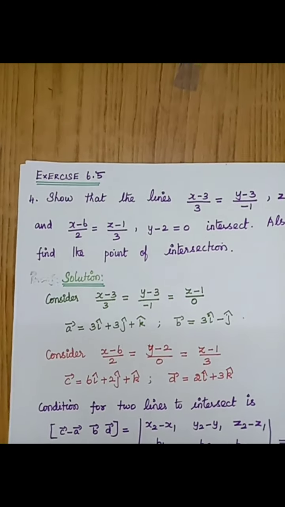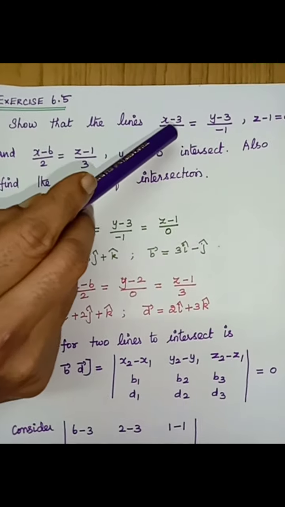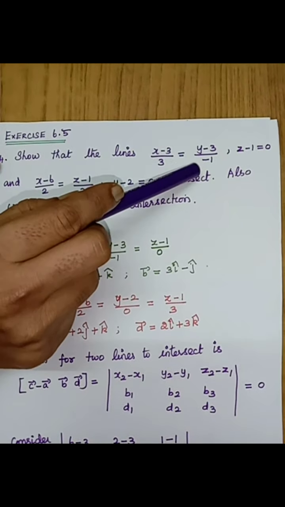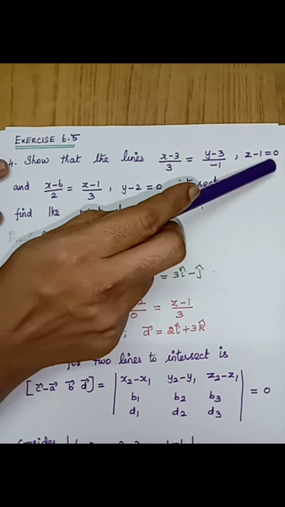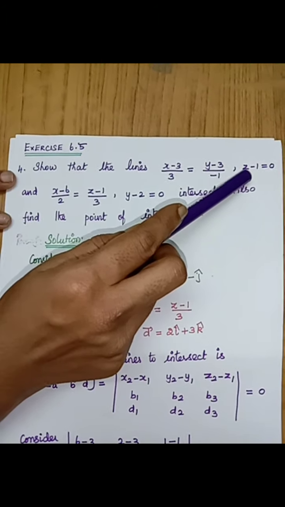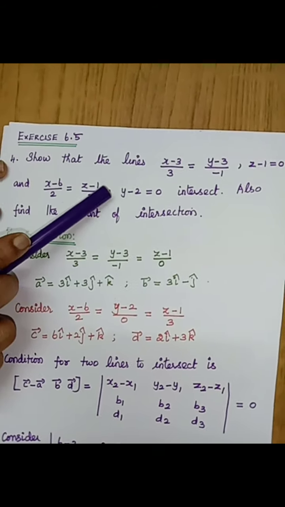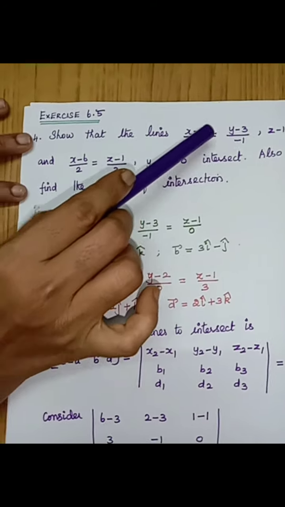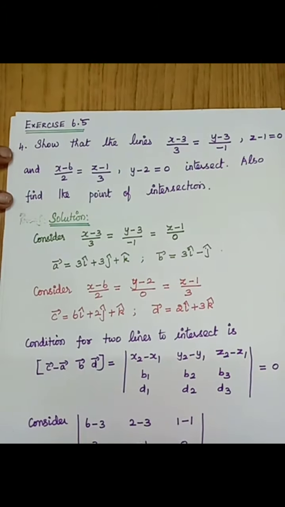Now we are coming to the fourth problem. Show that the lines, look at this: x minus 3 by 3 is equal to y minus 3 by minus 1, comma, z minus 1 is equal to 0. Both are given separately and this term is given separately. And x minus 6 by 2 is equal to z minus 1 by 3, comma, y minus 2 is equal to 0, intersect. Now you have to show that these two lines intersect. Also find the point of intersection.